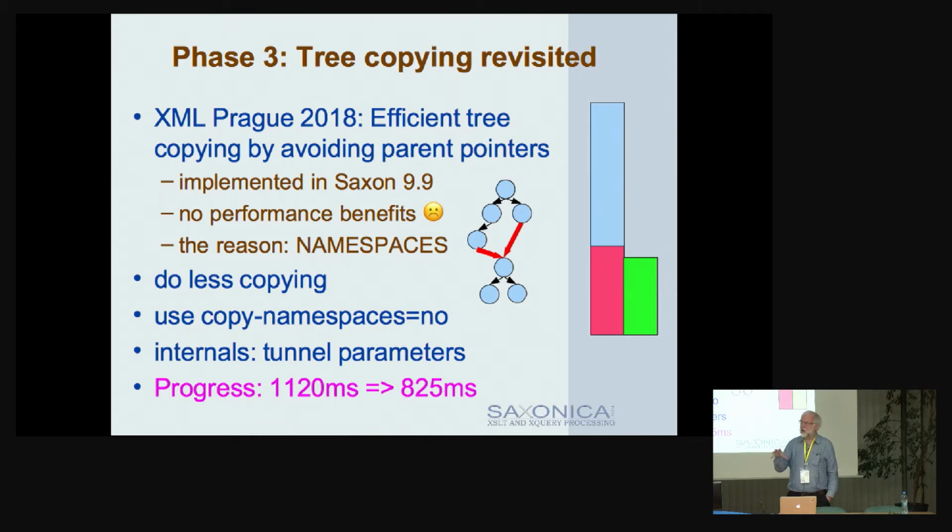What I did instead was I looked at the XSLT code, and I said, let's do less copying. And we found various ways to avoid copying subtrees and eliminate the cost of that. And doing that avoidance of copying got us down to about 820 milliseconds. So we're now in good reach of the target.